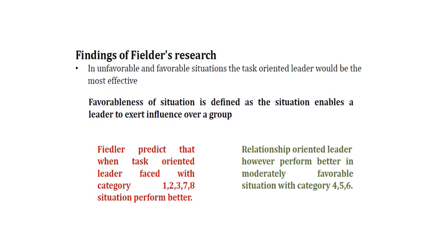Favorableness of situation is defined as the extent to which the situation enables a leader to exert influence over a group. Here Fiedler predicts that a task oriented leader performs better when faced with category 1, 2, 3, 7, 8 situations, that is, during the favorable and unfavorable situations. And relationship oriented leaders perform better in moderately favorable situations, with categories 4, 5, 6.